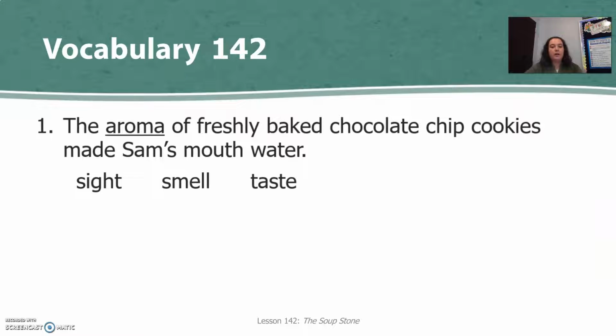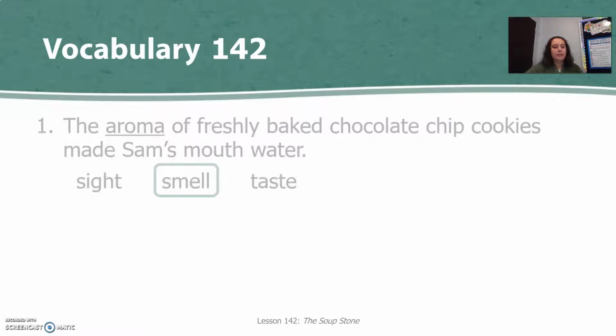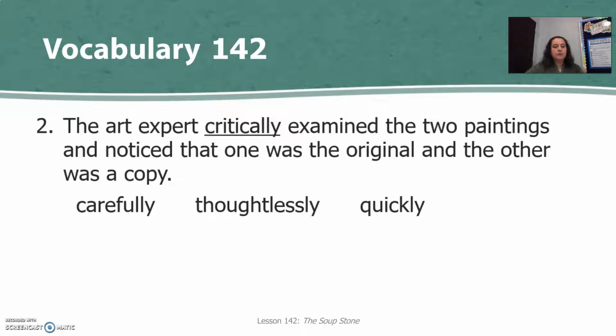Here we have: The aroma of freshly baked chocolate chip cookies made Sam's mouth water. An aroma is a smell. Number 2, the art expert critically examined the 2 paintings and noticed that one was the original and the other was a copy. Critically means carefully.